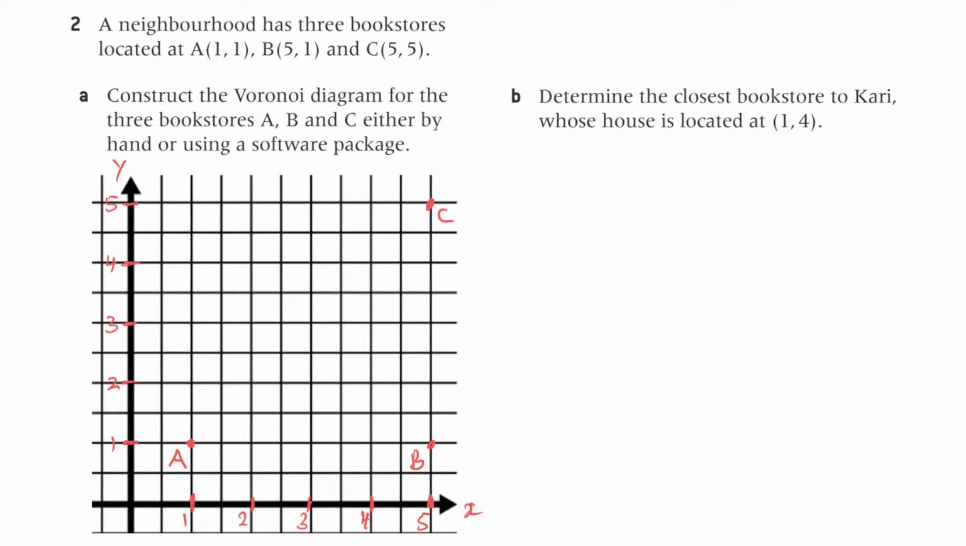Let me write those in. There we go, so we put the midpoints in. This one's between A and C. This one here is between B and C, and this one here is between A and B. Now the next step is to draw the perpendicular bisectors.